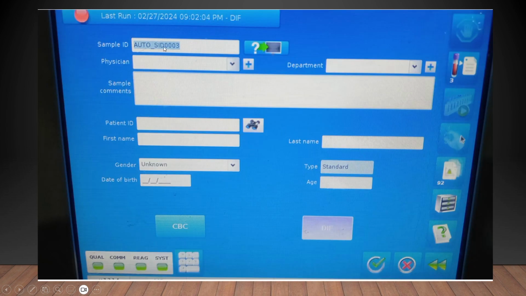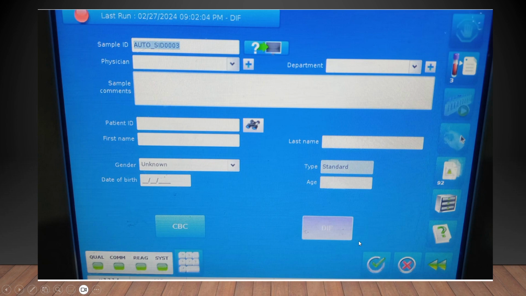In this window, we have to give the sample ID. The sample ID is usually on the vacutainer. In the barcode, it will be written like 2400253112. So you can easily read this sample ID by the barcode reader. Then in the sample comments, you have to write your name, the person who is actually running the sample, and in the last name you have to write the patient name. Once you write that, you have to click on this.